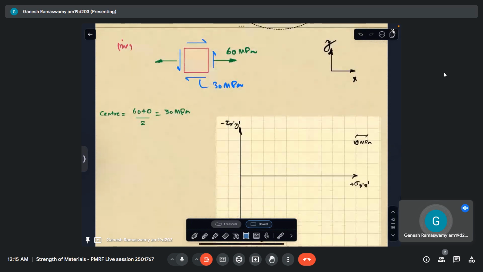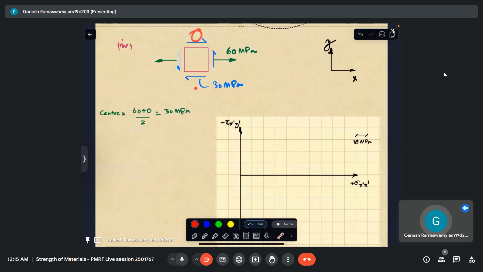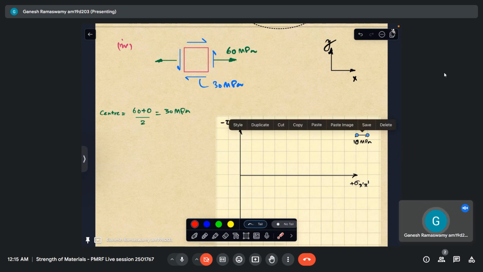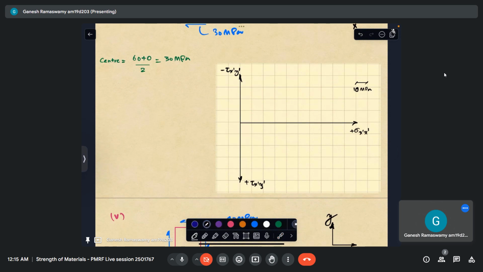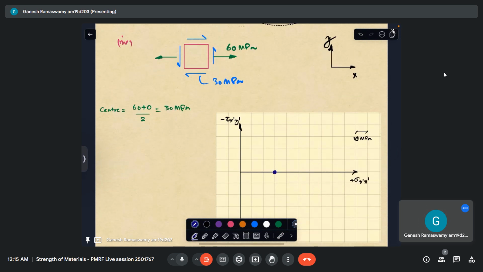Let us look at one more example where there is no sigma y this time. There is only sigma x, which is positive. And then we have shear stress. On the positive face, it points upwards. So the shear stress is positive and of the magnitude 30 MPa. So the center of the Mohr circle is at 30. So let us plot the center. Center is over here.